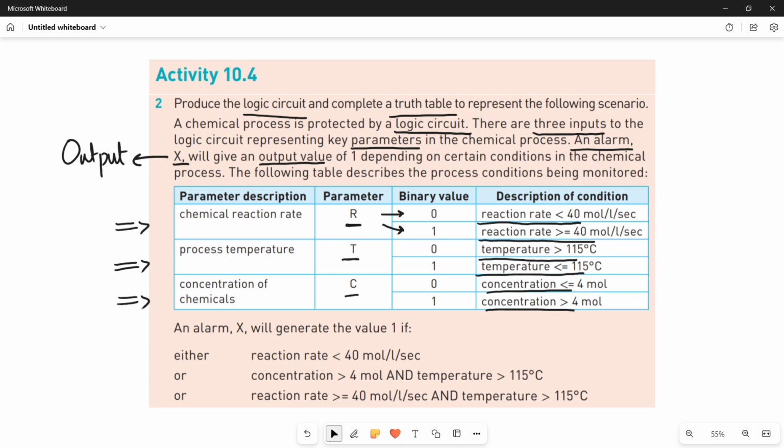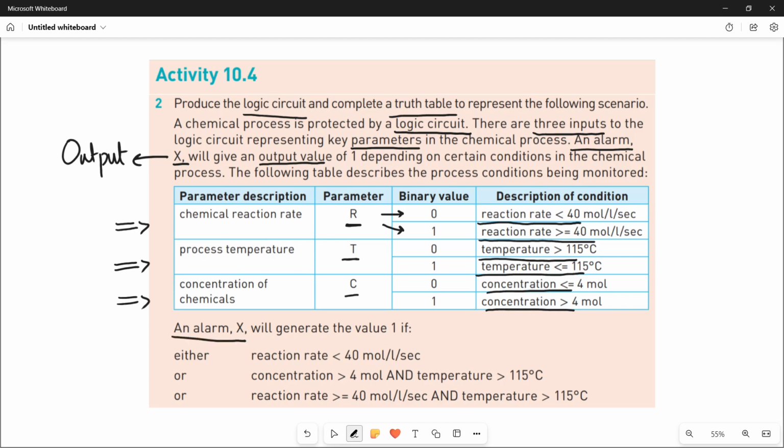Okay, so now quickly moving towards the next important thing. Let's read: an alarm X, which is your output, will generate the value 1 if. Now look at these conditions. All of these conditions are going to help us in producing the logic circuit. X will have a value 1 if reaction rate is less than 40, either, or concentration greater than 4 mol and temperature greater than 115.